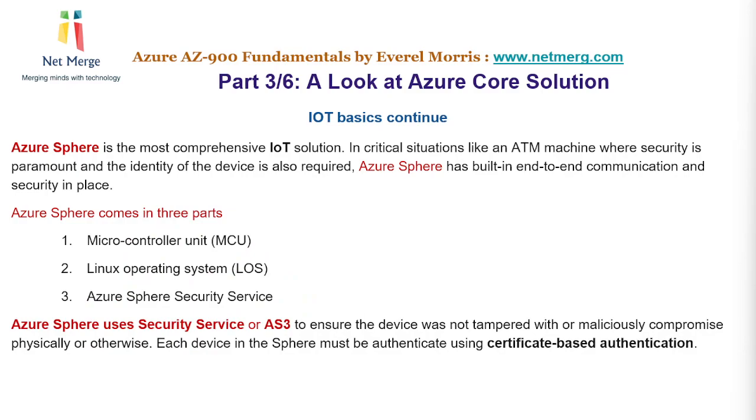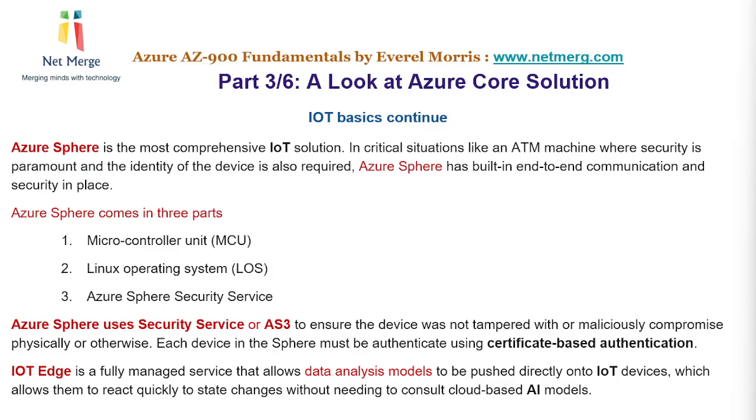The Azure Sphere uses Security Service AS3 to ensure the device was not tampered with maliciously or is not compromised physically in any way, shape, or form. Now, each device in the Sphere must be authenticated using certificate-based authentication. Now, the IoT Edge is the fourth piece, and it is a fully managed service that allows data analysis models to be pushed directly to the IoT device, which allows them to react quickly to state changes without needing to consult cloud-based AI models in Azure.